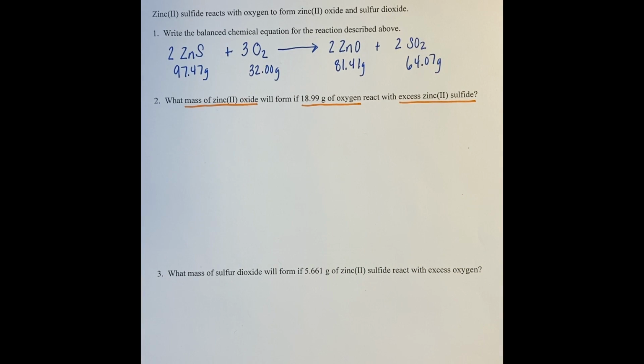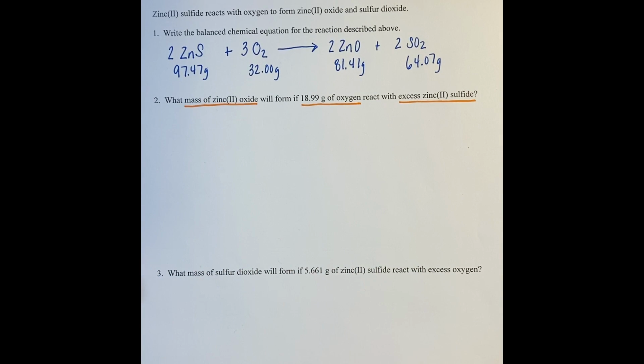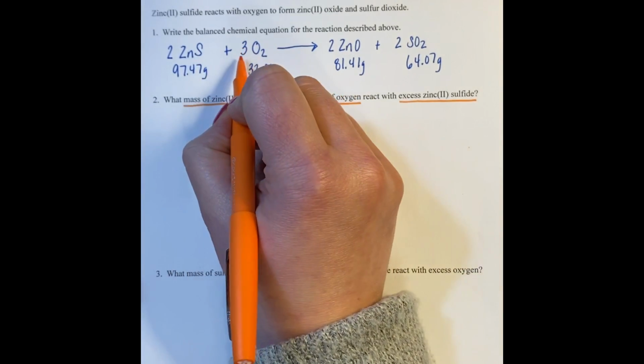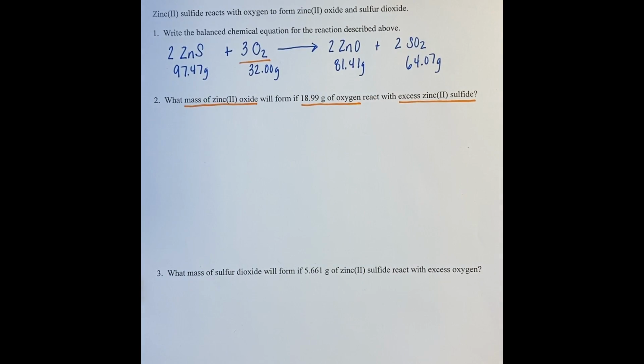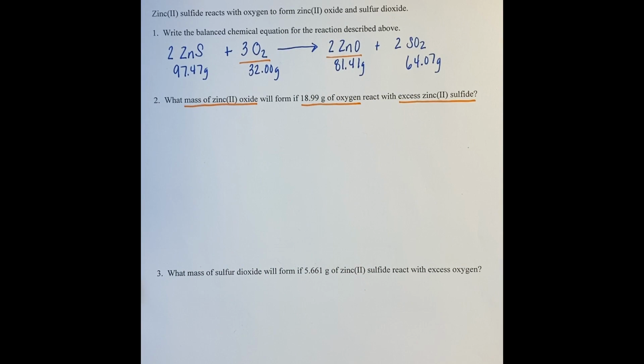and we know that we have excess zinc sulfide in the reaction. So remember that having excess of a particular reagent means that we don't have to care about that particular reagent in this example. So for us, it's just going to be the relationship between the zinc oxide and the oxygen that matters. So if you go up to the balanced chemical equation, what we see is that 3 moles of oxygen will react in order to form 2 moles of zinc oxide.